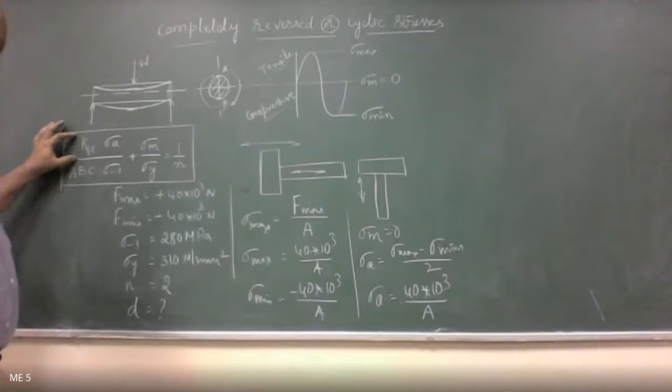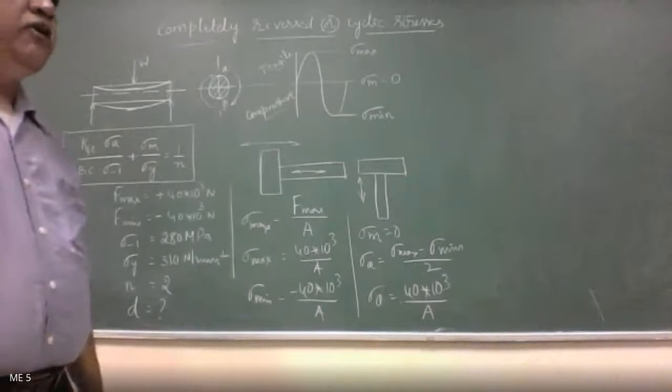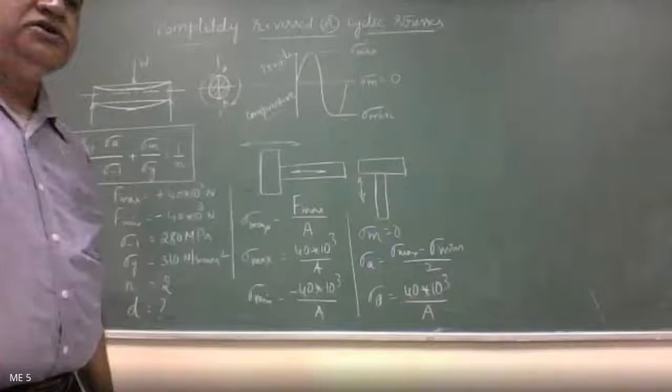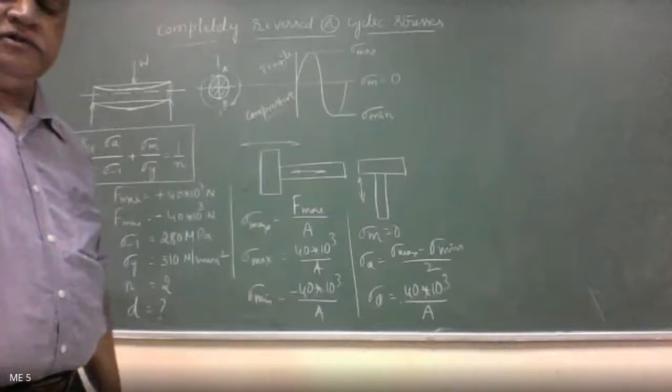K_f K_t, if not given, we take it as 1. And what are the values of A B C that we need to take? A is 0.85 for axial loads. For axial load, what is it? Please check.